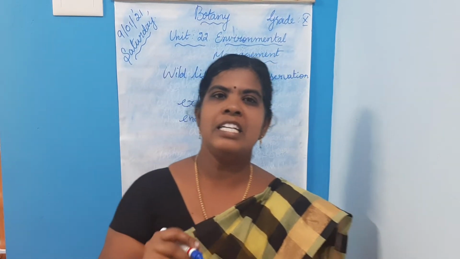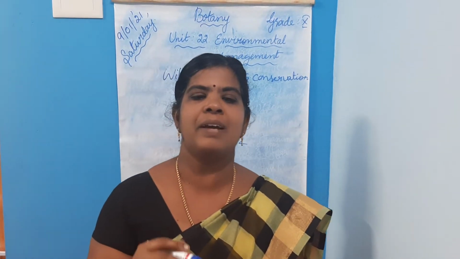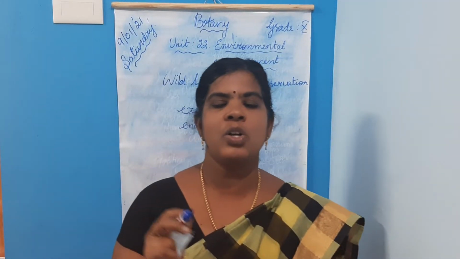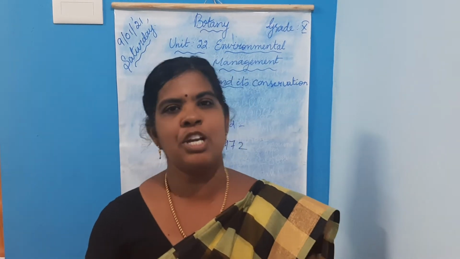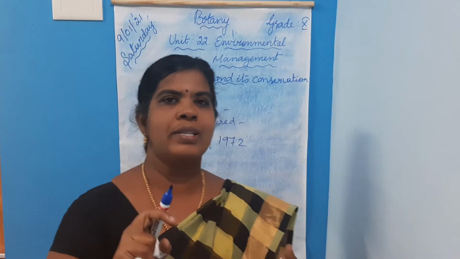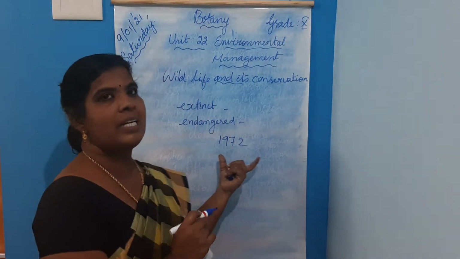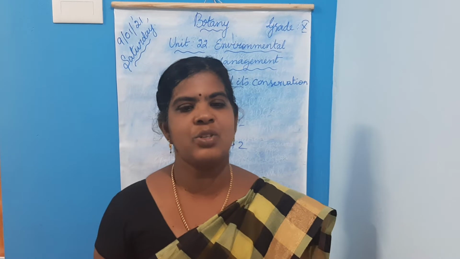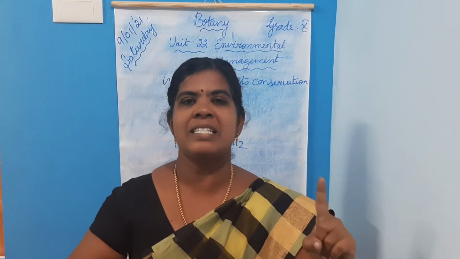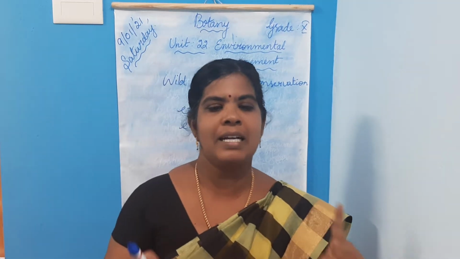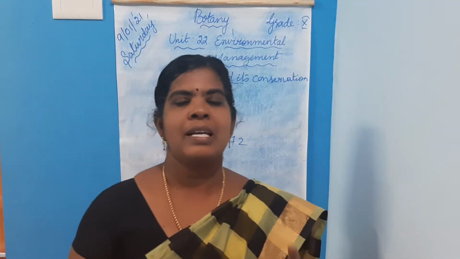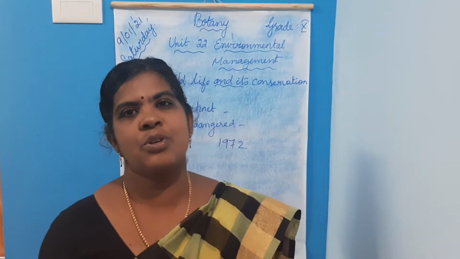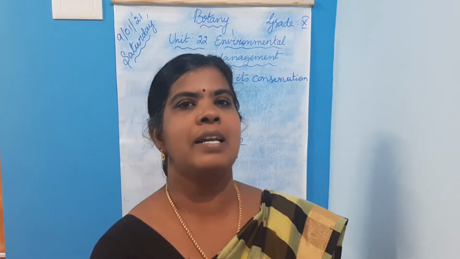The provisions of the Wildlife Act are, first, prohibiting hunting and killing of animals. We all know that certain animals are killed for their valuable products, isn't it? Next, constitute sanctuaries, national parks and closed areas for wildlife conservation. Closed areas are protected areas for wildlife conservation.